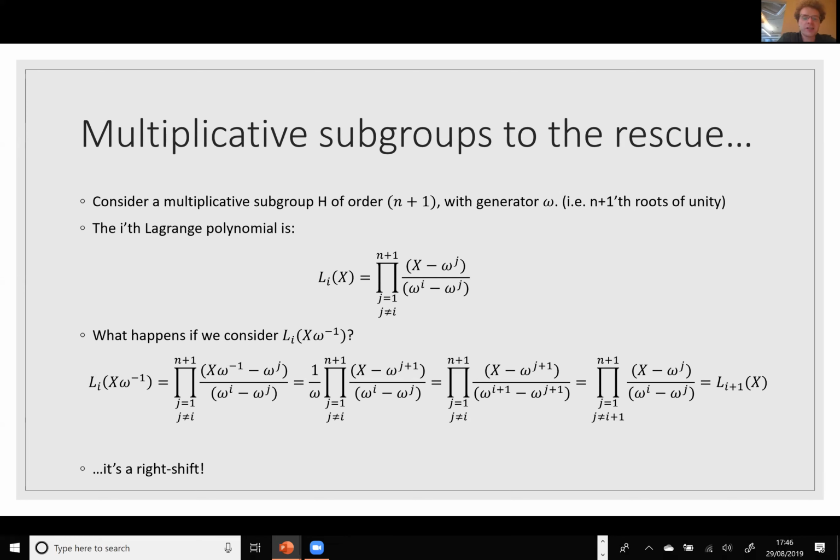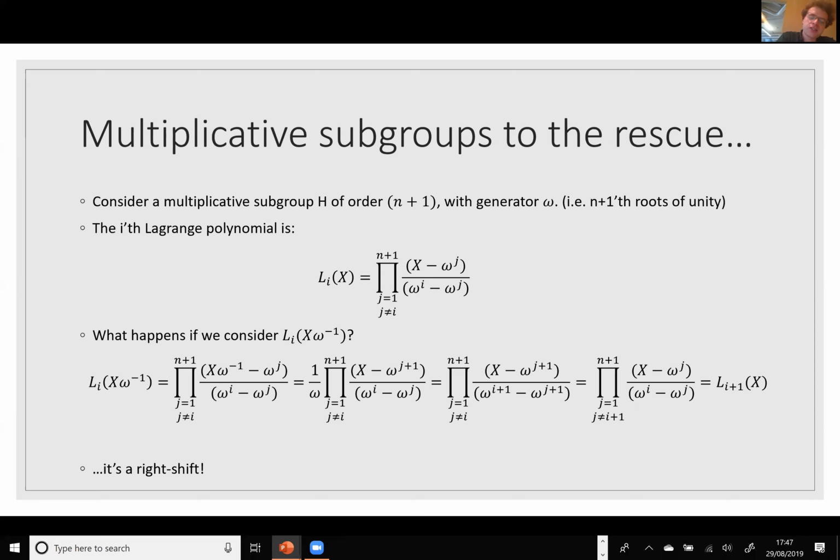What this is doing is, in this product term, if x is any of the roots of unity that isn't omega to the i, then one of the numerator terms will be 0, which means the Lagrange polynomial will be 0. And if x is omega to the i, then the numerator will equal the denominator, so it's going to be equal to 1. Again, this is a delta function: if you evaluate Li at omega to the i, it's 1, and if you evaluate Li at any of the other roots of unity, it'll be 0. So here's the thing: what happens if we take this Lagrange polynomial, but instead of evaluating at some indeterminate x, we evaluate it at indeterminate x divided by the primitive root?